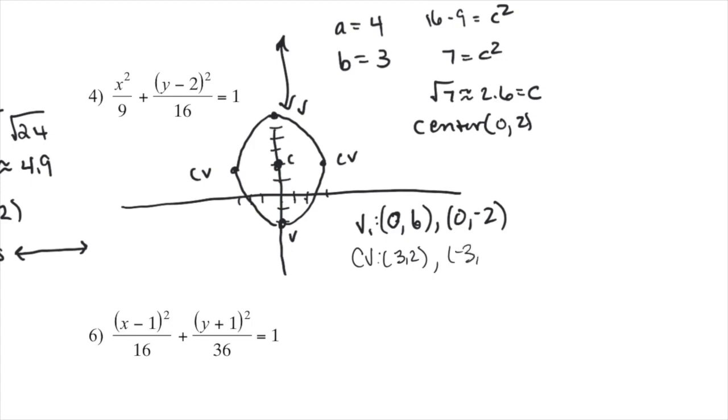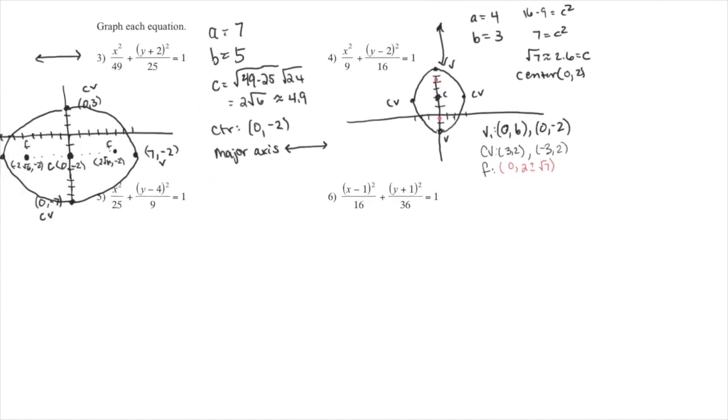The co-vertices coordinates are going to be 3, positive 2 for this one, and negative 3, positive 2 for that one. I'm going to go up 1, 2, and about a half. I'm going to go down 1, 2, and about a half to get my foci. I'm going to go back to the square root of 7 here, and I'm going to write 0, 2 plus and minus the square root of 7 as my coordinates. And you're welcome to do that.